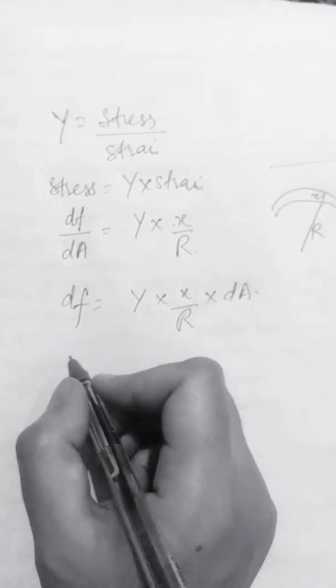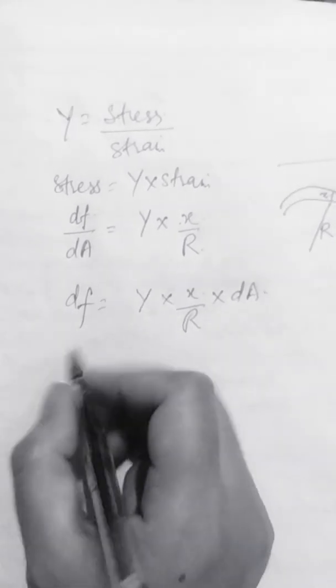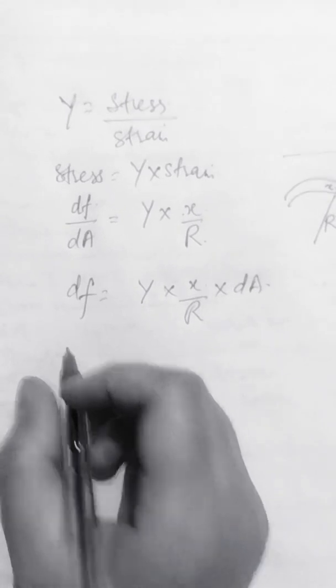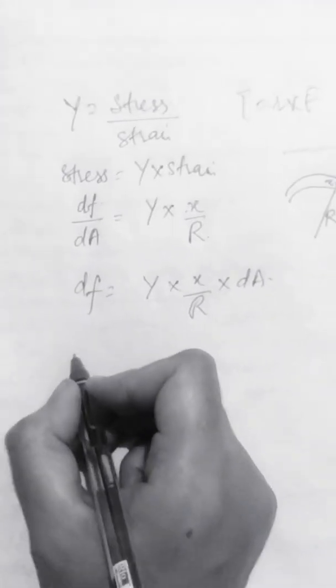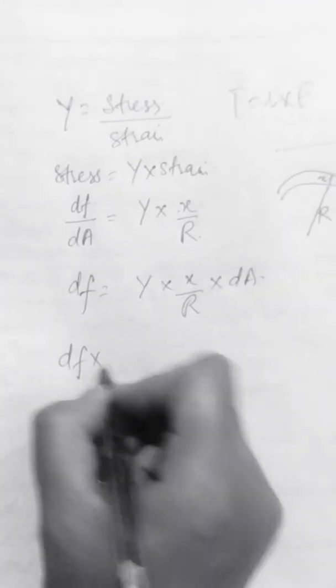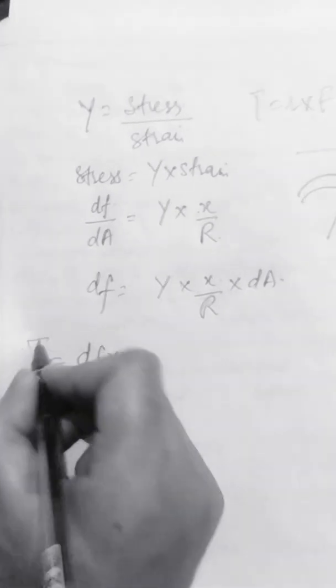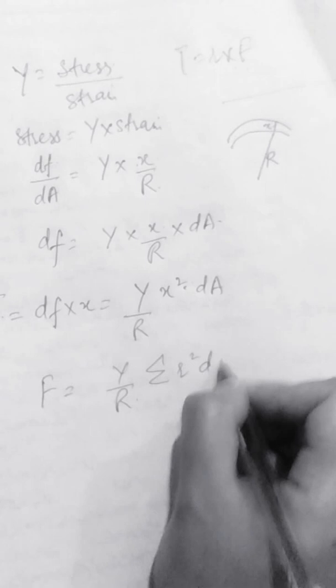But since we are interested in bending moment or torque, and we know that torque is force into force arm, all of us understand that torque is r cross f, right? Force into force arm. So this will be df into x, torque, what we are interested in, or the bending moment, that will be df into x. So that is y x square dA. What will be the total force? So that will be the summation of this r square dA.